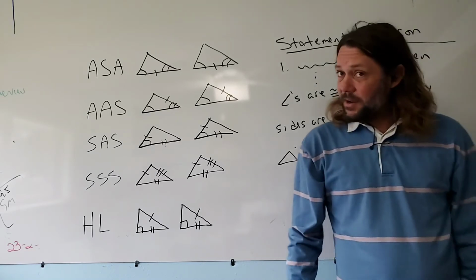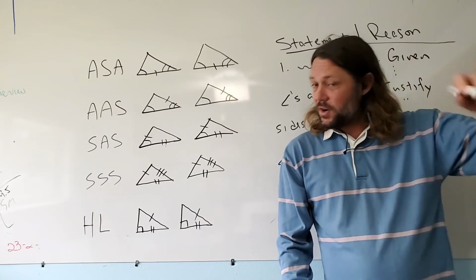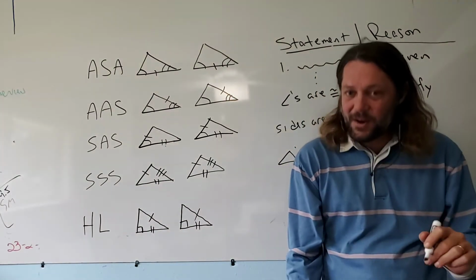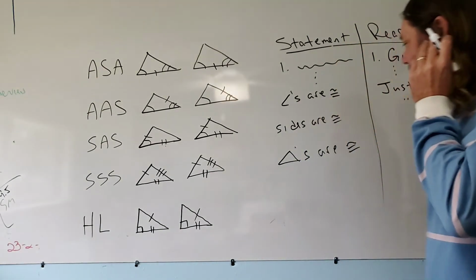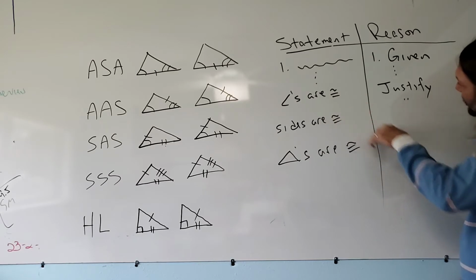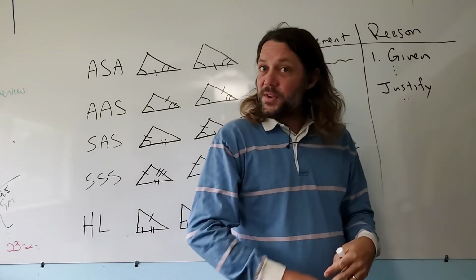I highly recommend marking on your pictures. You can't mark on your pictures because they're on your screen, so draw a picture of it on paper and mark it off. Once you get enough sides and or angles, you can say your triangles are congruent by one of these things. Now, maybe you need to go one step further.